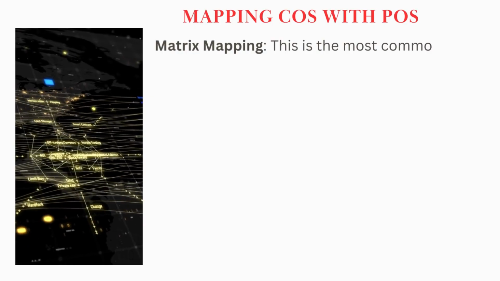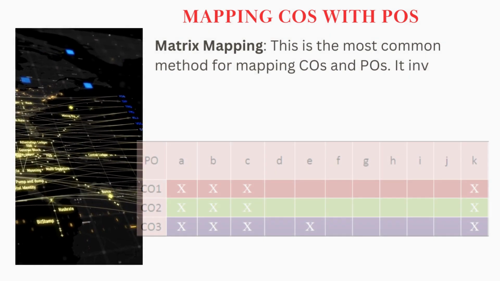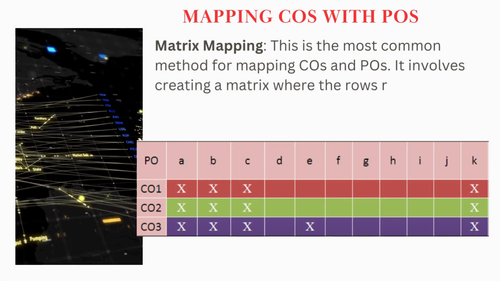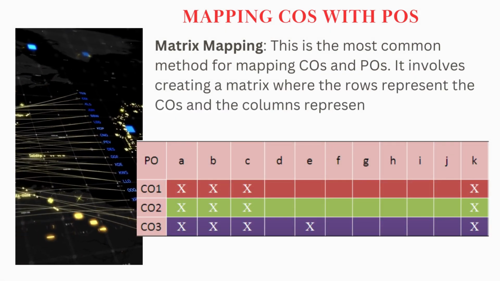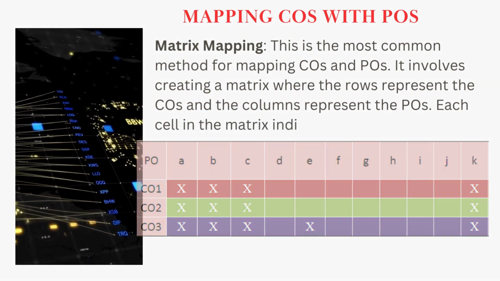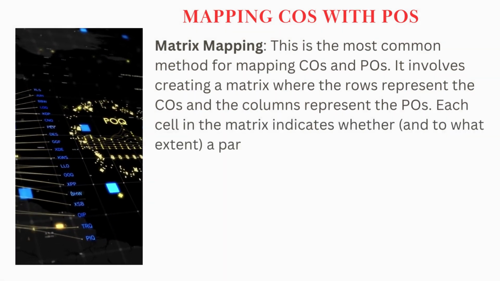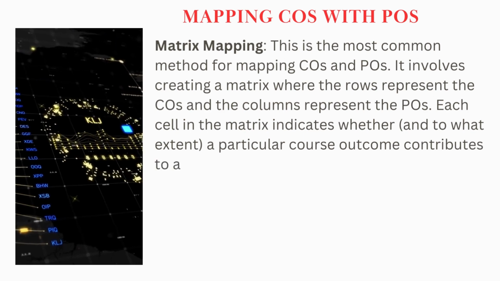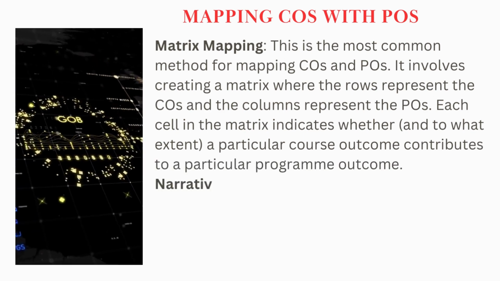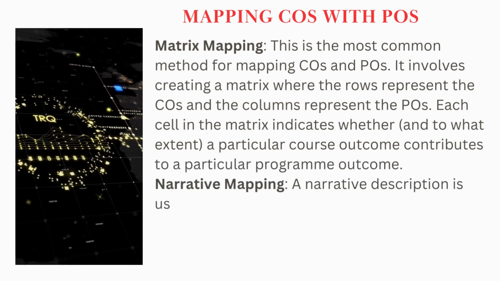The first is matrix mapping. This is the most common method for mapping course outcomes and program outcomes. It involves creating a matrix where the rows represent the COs. Each cell in the matrix indicates whether and to what extent a particular course outcome contributes to program outcome.